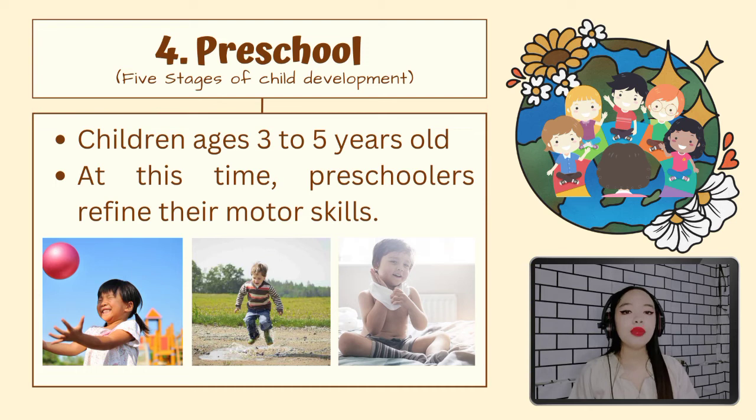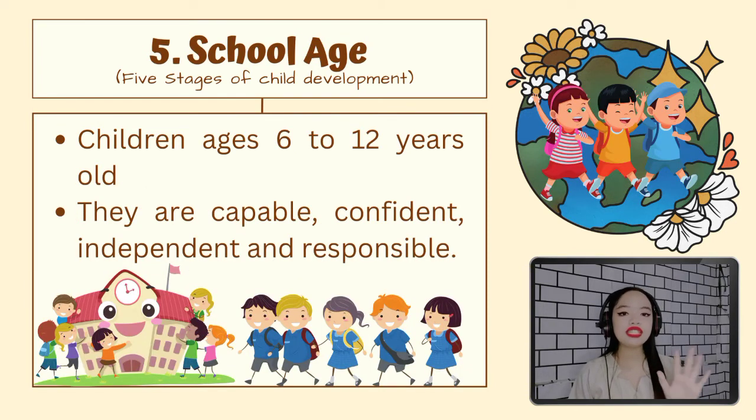At this time, preschoolers refine their motor skills. They can throw a ball overhand, skip and hop, stand on one foot for 10 seconds or longer, dress themselves, and draw a person with features. Lastly, the fifth stage is school age, which refers to children ages 6 to 12 years old.